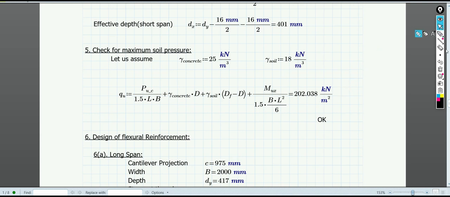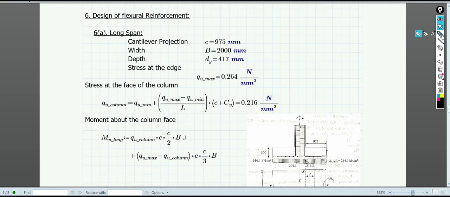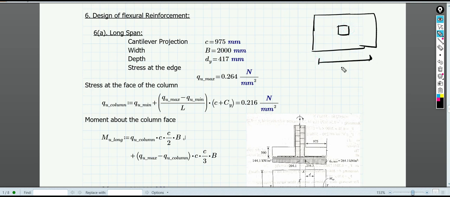So now we will go for design of the flexural reinforcement. If you see the top view of the footing, we have two spans, right? One is the long span and one is the short span. So we have to design the reinforcement for both the long span as well as the short span. The reinforcement for the long span will be in this direction at the first layer, and for the short span, whatever reinforcement you provide in the shorter direction will be at the top layer. So first let us design for the longer span.